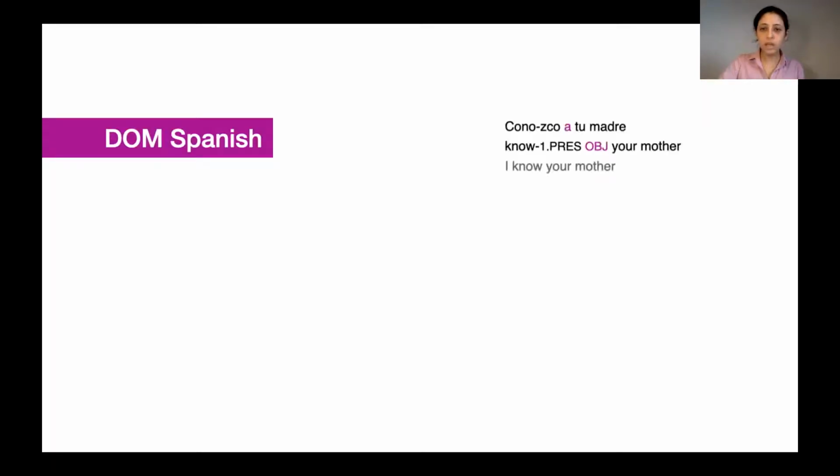So, of course, in most varieties of Spanish, we have to use the marker when we have a human reference. So in "I know your mother," you need that a there; that is the differential object marker. In most varieties of Spanish, I know that there are varieties where this sentence is grammatical, but in many varieties of Spanish, it's not. So you do need that a.